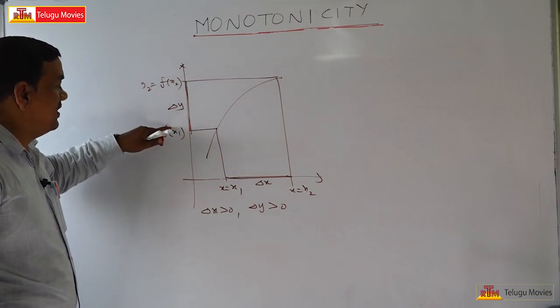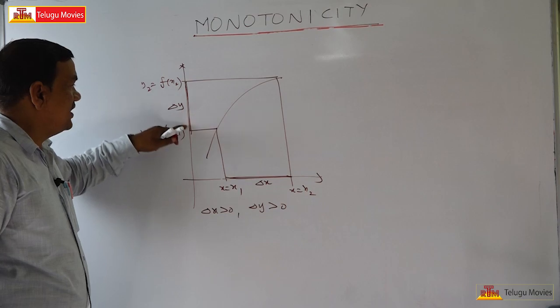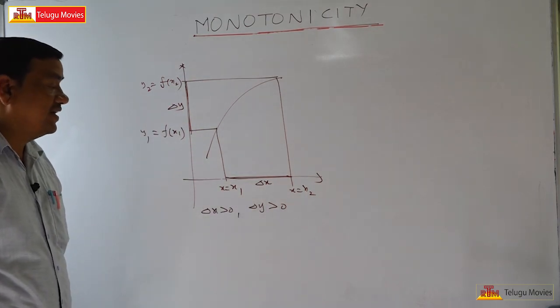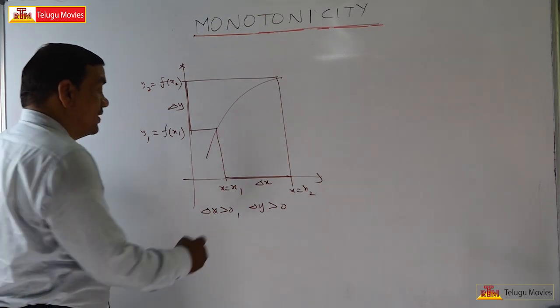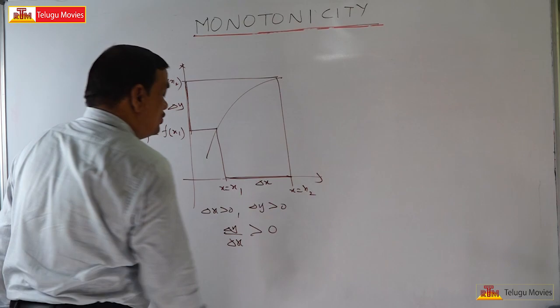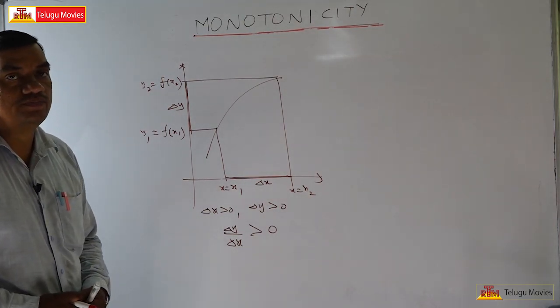Okay, f of x1 and it is f of x2. For an increasing function, the difference of these two quantities is also positive. Delta x by delta y is greater than 0. That means delta y by delta x is greater than 0.